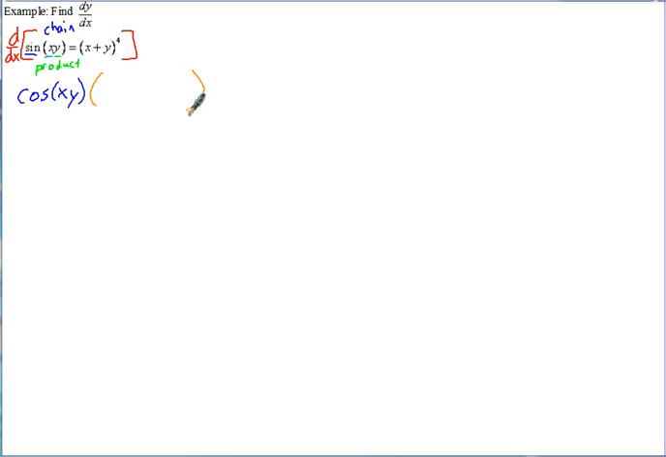Now let's take the derivative of the inside using the product rule. So the derivative of x is 1 times the second one, y, as it is, then plus the first one as it is, x times the derivative of y is 1, but that's the derivative of a y term, so that's where we need dy/dx. So notice we took the derivative of the outside, derivative of sine is cosine of xy, times the derivative of the inside using the product rule.